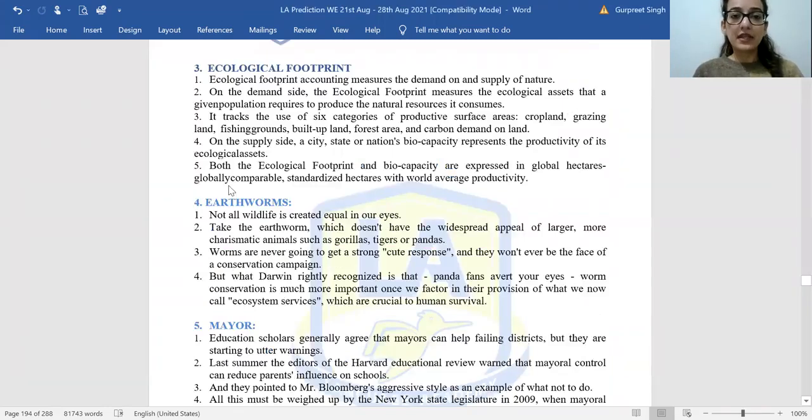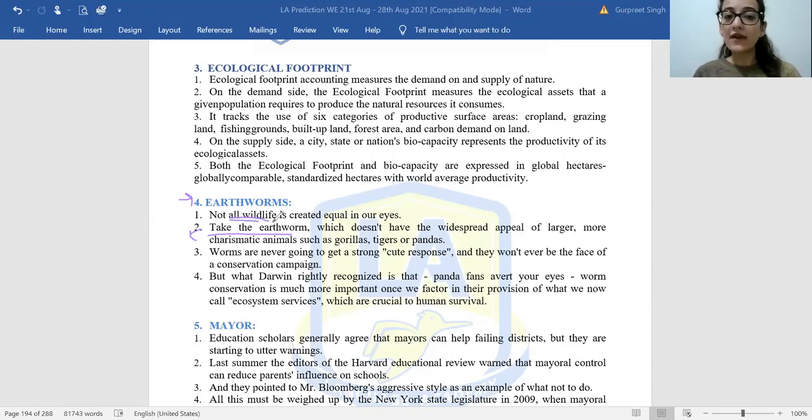So one important thing in the next one, we look at what are the different ways that they can give us examples. So this fourth one says not all wildlife is created equal in our eyes. So it has a very broad concept saying all wildlife is not equal. Take the earthworm. Now this way of writing is just like saying, for example, not all wildlife is equal. For example, let's talk about earthworm. So take the earthworm. Take the something means for example. So that's a way of writing for example.